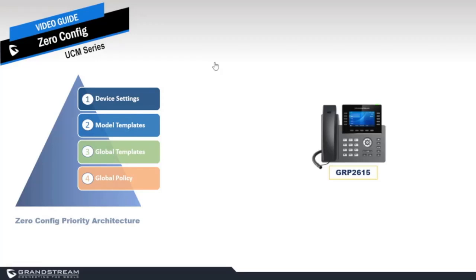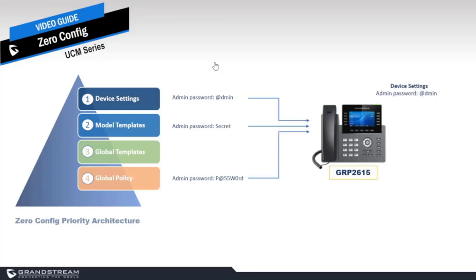For instance, if a user has a global policy with the login password set to password and the selected model template with a different login password, in our case it's secret, then later you decide to assign a unique admin password for a specific user who wants to access the web UI of the phone. And to do that, you go to device settings of Zero Config and change the password of that phone. In this example, you will end up with 3 conflicting values for the same setting, which is the login password.